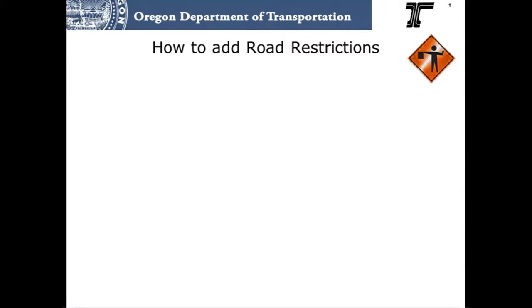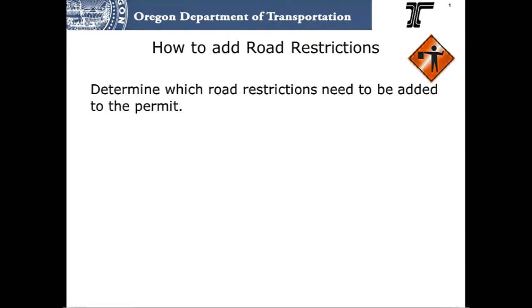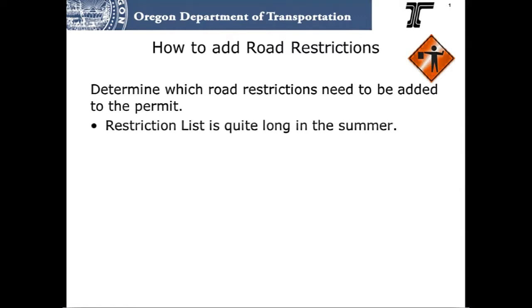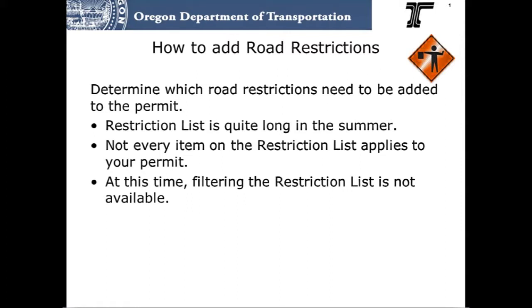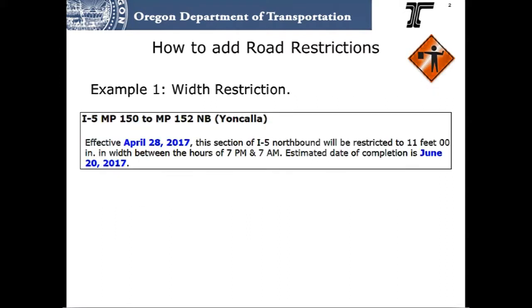There are two parts to adding appropriate road restrictions to a permit. The first is to determine which restrictions need to be added, if any. As mentioned in a separate video, the restriction list can be very long in the summer due to many construction and maintenance projects. The restriction list is for all state highways, and some of the restrictions do not apply to loads allowed in the self-issue permits program. At this time, we do not have a way for motor carriers to filter the publicly available restriction list. Let's look at a couple of examples.